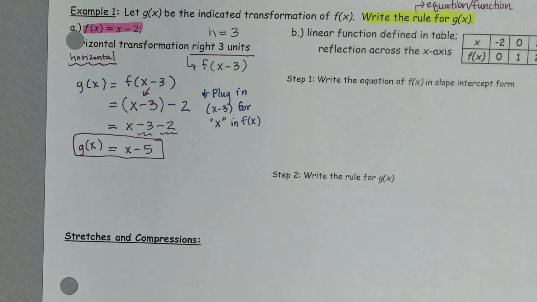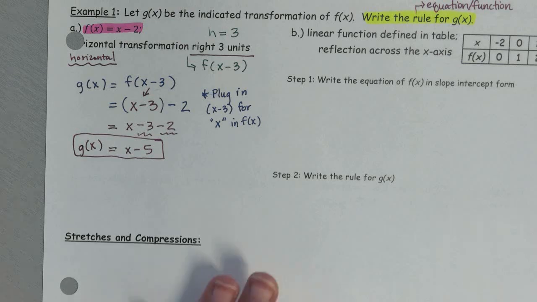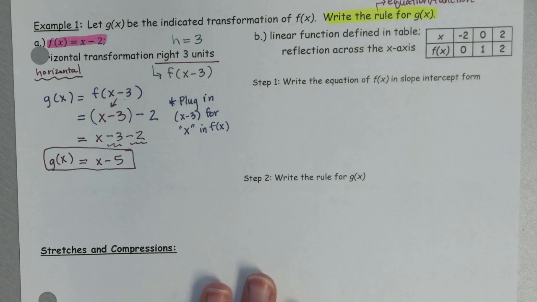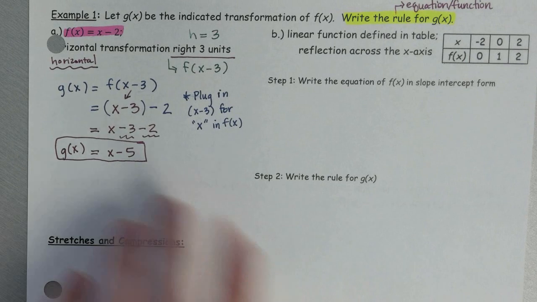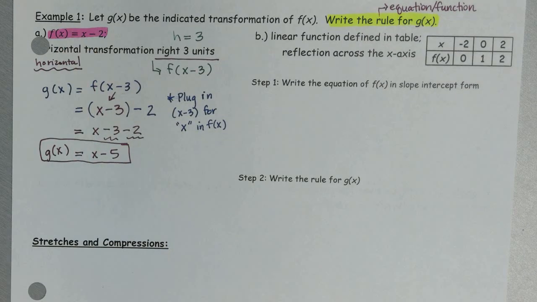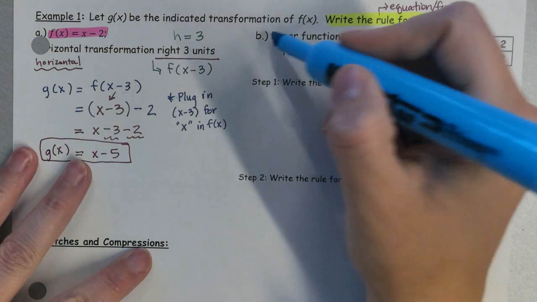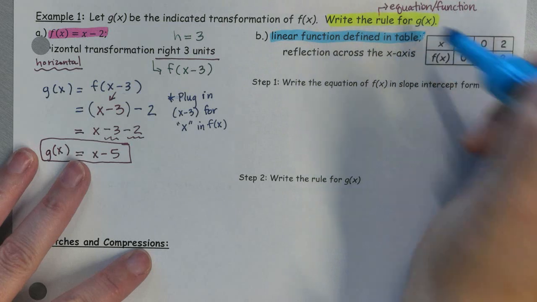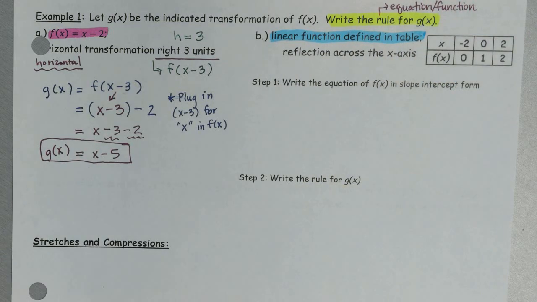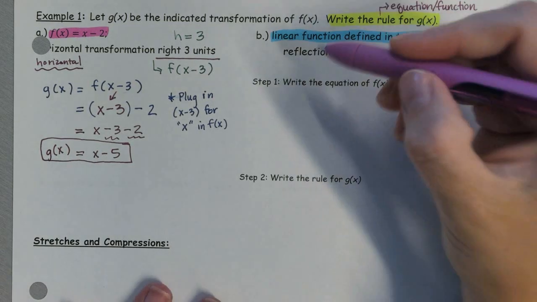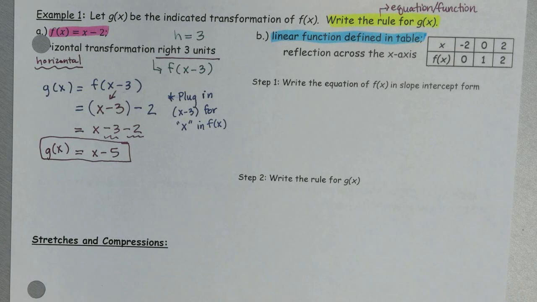All right. Let's look at B. So B is a little bit different. Instead of them giving us a linear function, it's the linear function defined in the table. And then we have to perform the reflection across the x-axis.